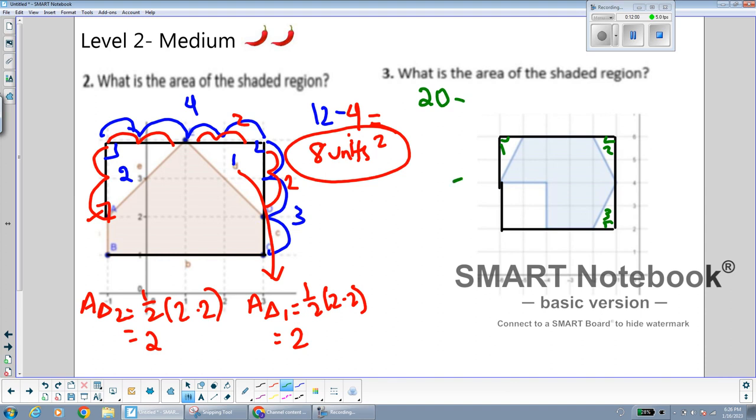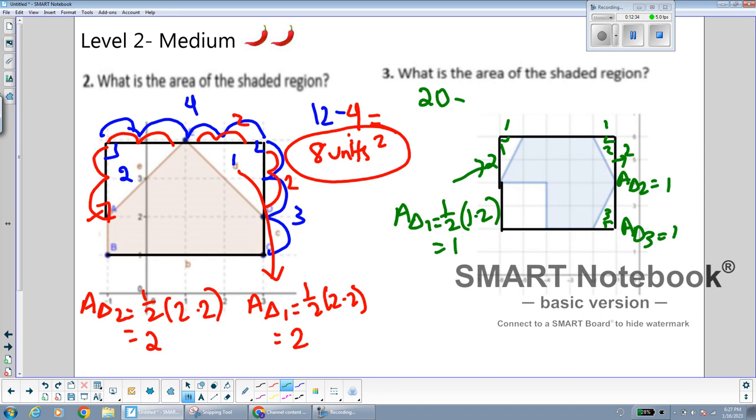Minus, let me find the area of triangle 1. So that's 1/2. The base is 1. The height is 2. Half of 2 is just 1. Next is the area of triangle 2. Once again, it's 1 by 2, so the area is going to be the same as triangle 1, which was 1. Triangle 3 also has the same measurements. It's got a base of 1 and a height of 2. So the area of triangle 3 is also going to be 1 because we're plugging the same things into the formula.